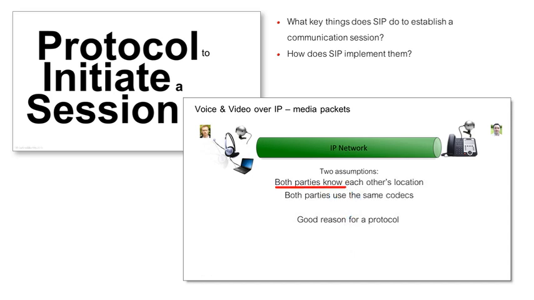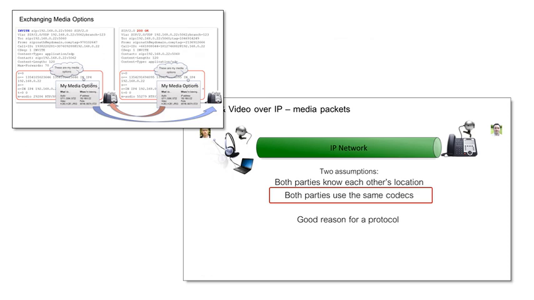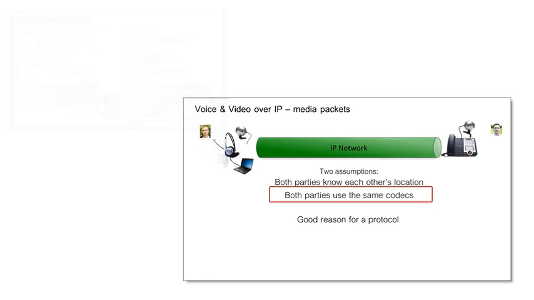SIP helps both parties discover each other's location or IP address, and it helps both parties know which codecs to use for media encoding. We've already discussed the codec negotiation role in detail, how the caller and the callee exchange media options in the invite and the 200 OK, how they send media packets to the supplied IP and ports, and how they use the first codec common in both offers. We've dealt with that one, so what about the other?